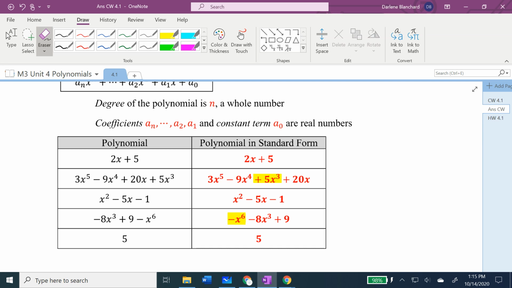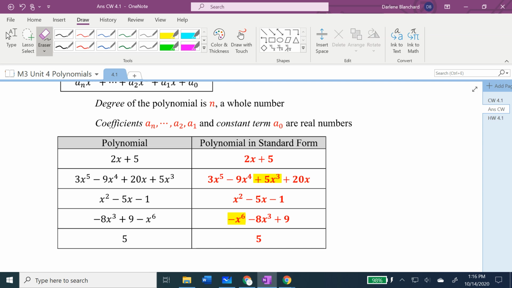Okay, Christopher, what? I remember this from my old school, and okay, whatever. Anyway, negative x to the 6 had to move in front, and there you go, standard form.